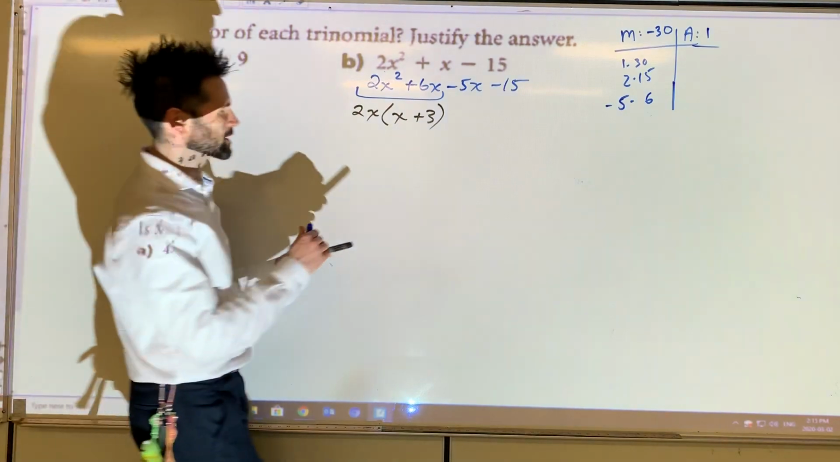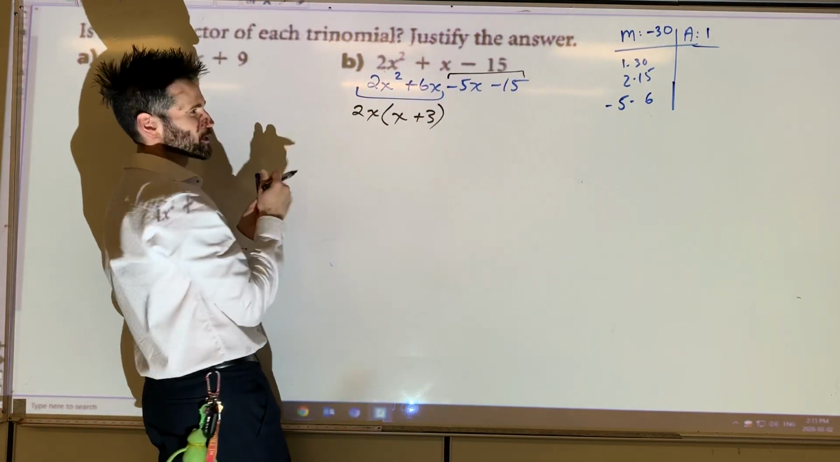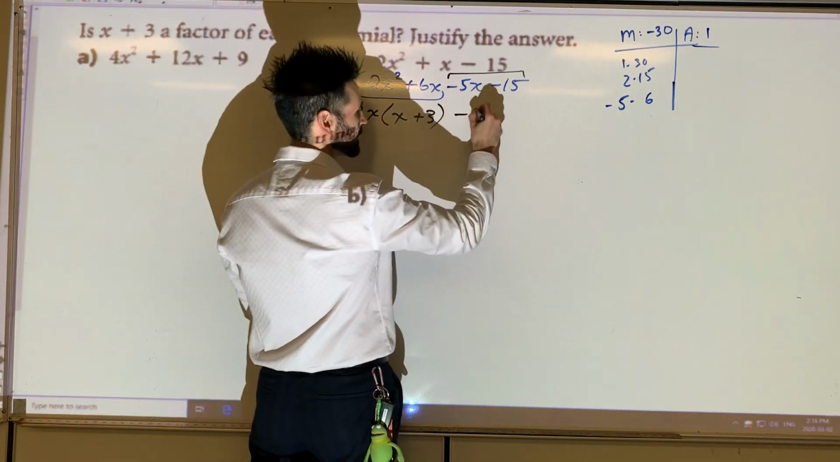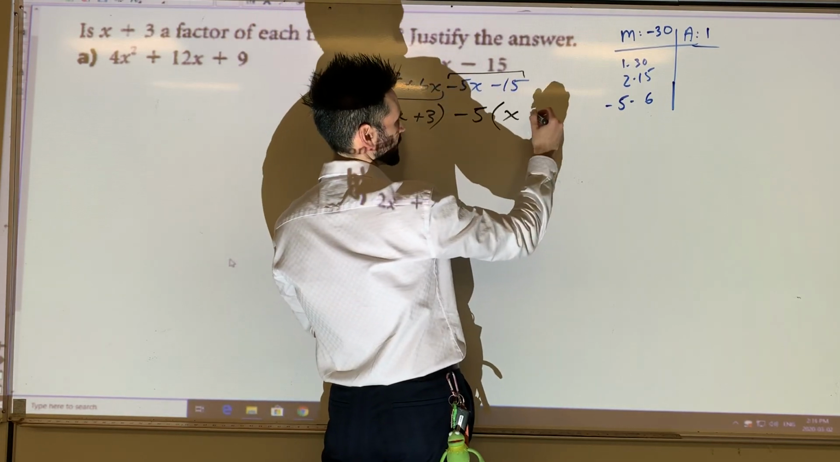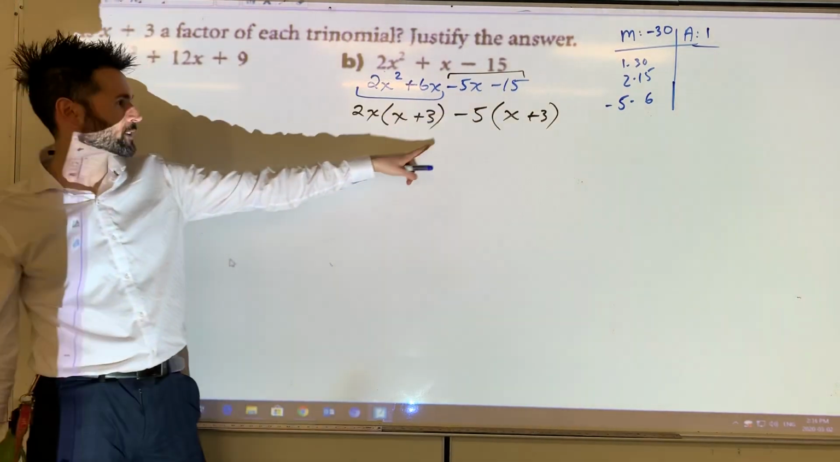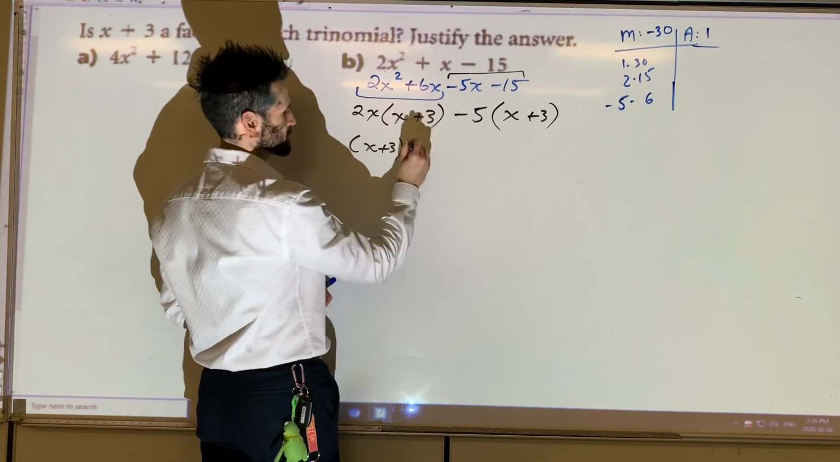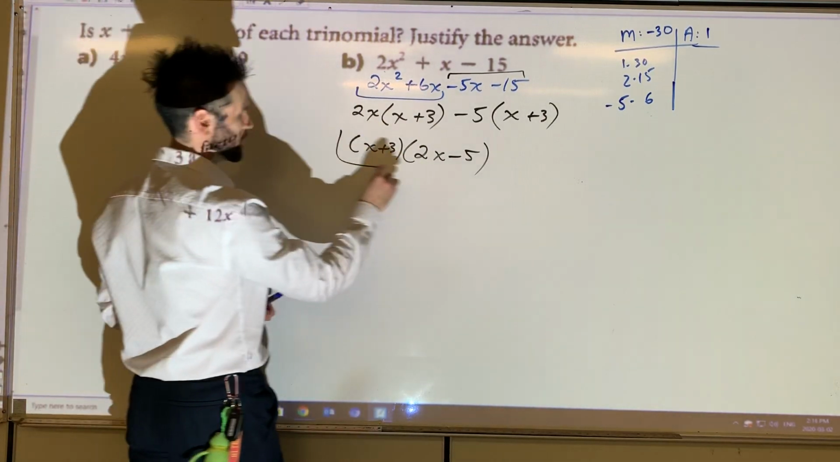Now I need to look at the last two terms. What can you pull out? They're both negative, so pull out a negative 5. Negative 5 times x gives this. Negative 15 divided by negative 5 is positive 3. If these two brackets match, you've done it right. Then you just grab one of the binomials, and then the two outside factors in the other binomial, and there you go, you factored it.